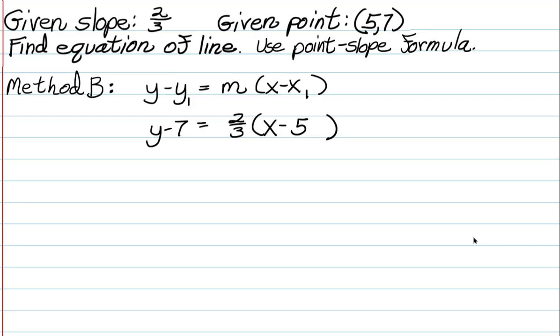This time, rather than multiply both sides by the denominator, I'm going to distribute 2/3 in there. I did plan to do that in one step, but I think I'll do it in two. So y minus 7 equals 2/3 x minus 5 times 2/3.